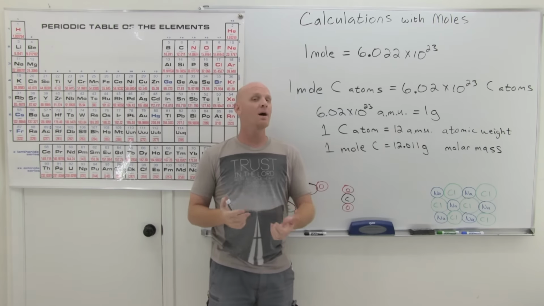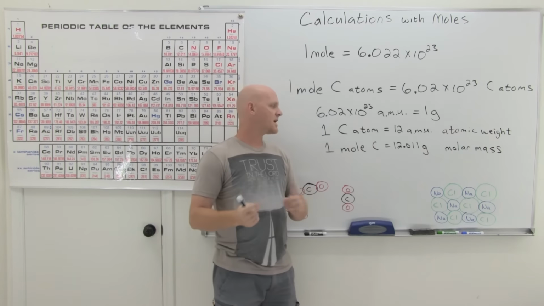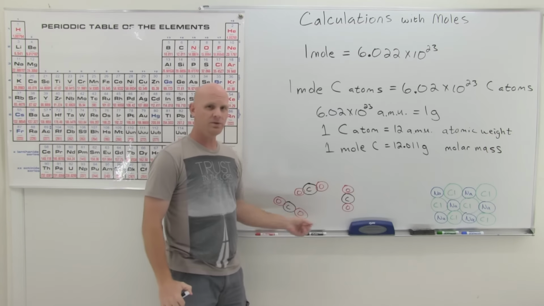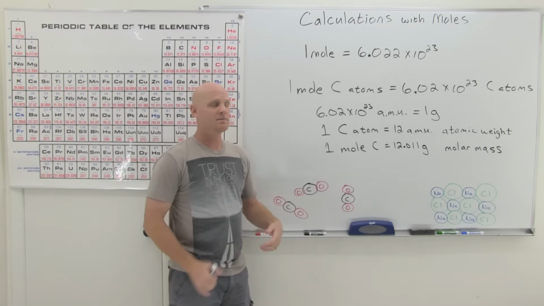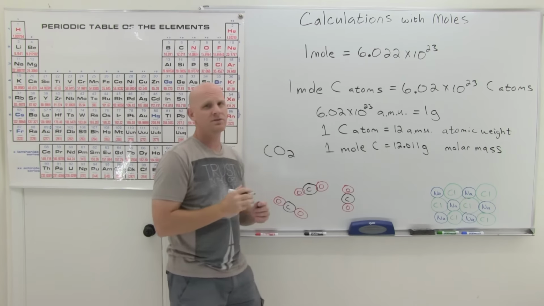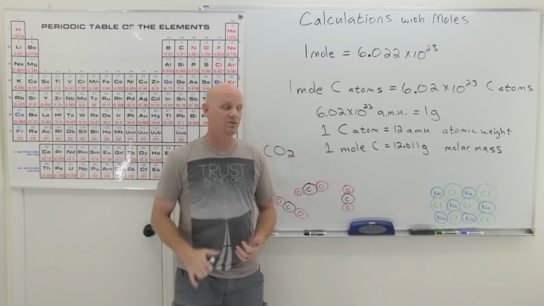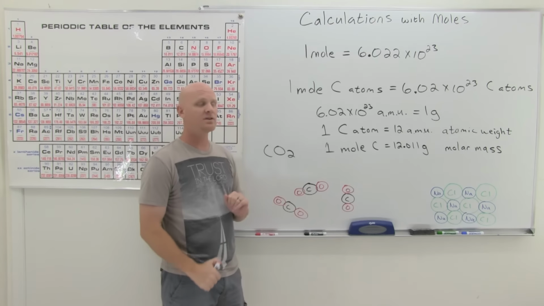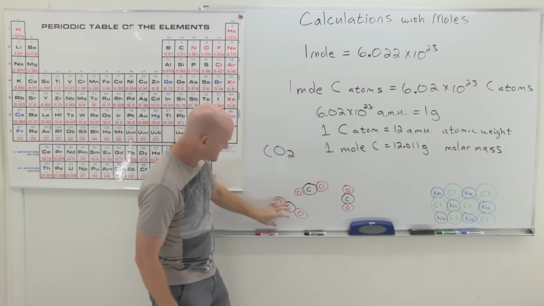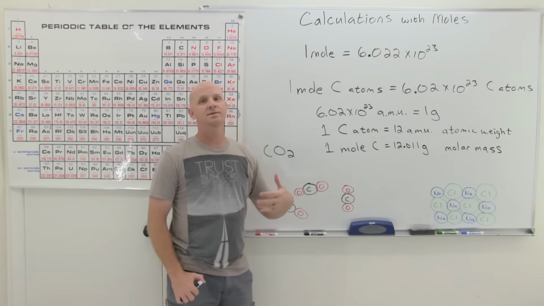Now, what if you're not dealing with a single atom, but what if you're dealing with a compound? Well, if you're dealing with a compound, we've got a couple of different options. So down here, I've got some carbon dioxide molecules. And the big thing here is that carbon dioxide, being made of all nonmetals, carbon and oxygen, is a molecular compound. So it actually exists as molecules. And in every carbon dioxide molecule, there's 1 carbon and 2 oxygens. But they exist as these individual discrete molecules.